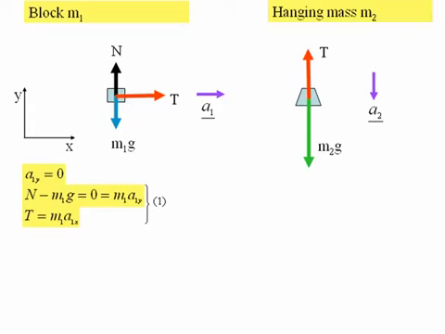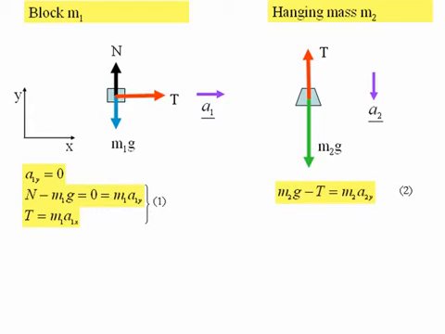Right, let's now consider the hanging mass. We don't need to consider motion in the horizontal direction because there's no acceleration in that direction. So we're just going to write down this time the equation of motion in the vertical direction. And that is m2g minus T is equal to m2a2y.